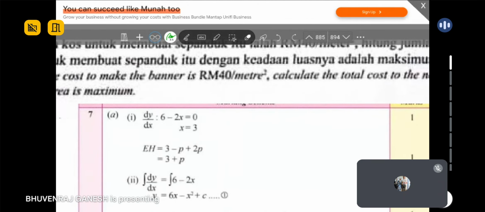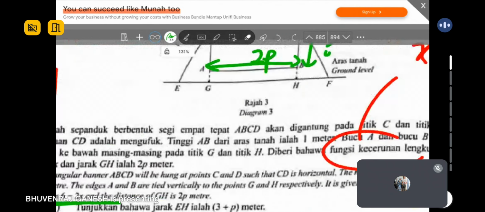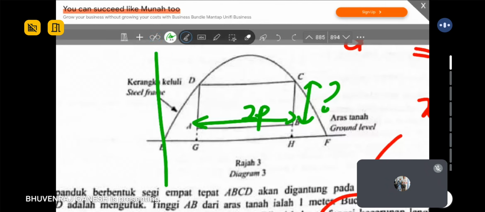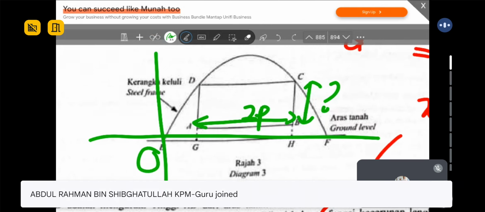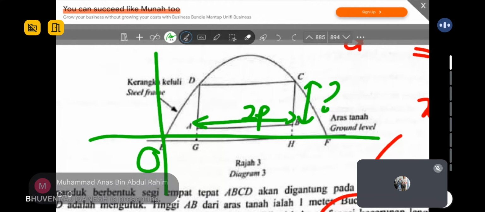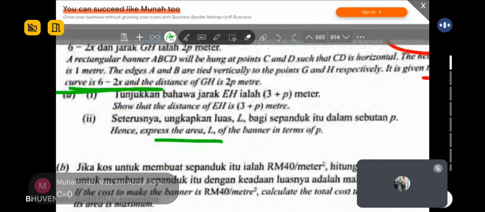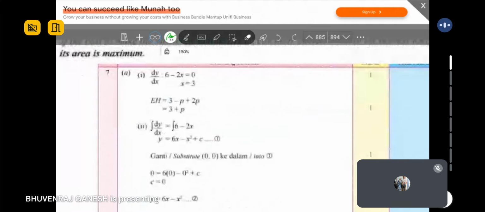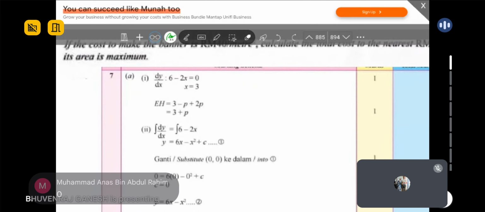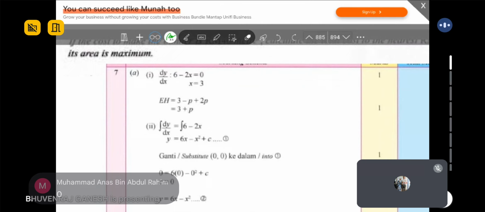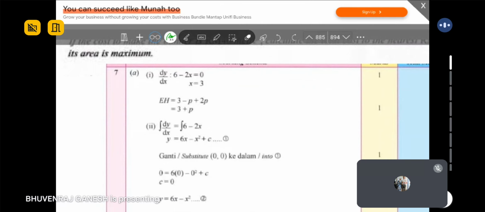Now you must substitute a point. Very simple. I already assume my axis is here. So what is the y-intercept of this curve? Yes, zero. It means c equals zero. Your c value is equal to 0. So my equation is 6x minus x square. Can you understand? Easy, right? You already get your equation.